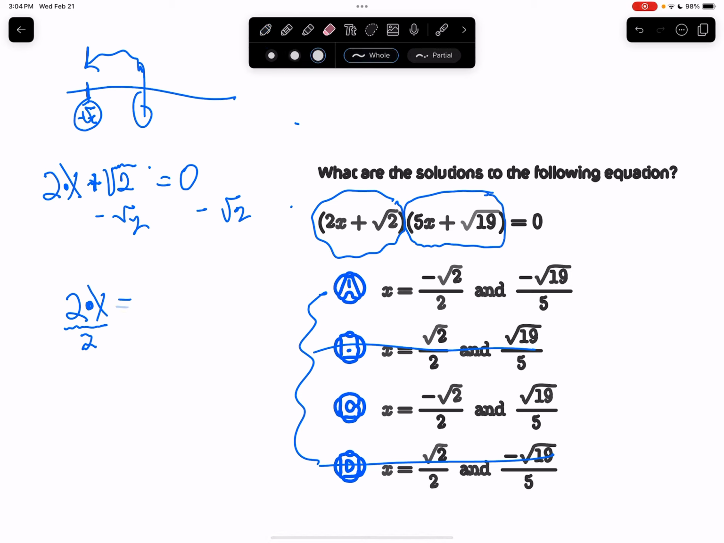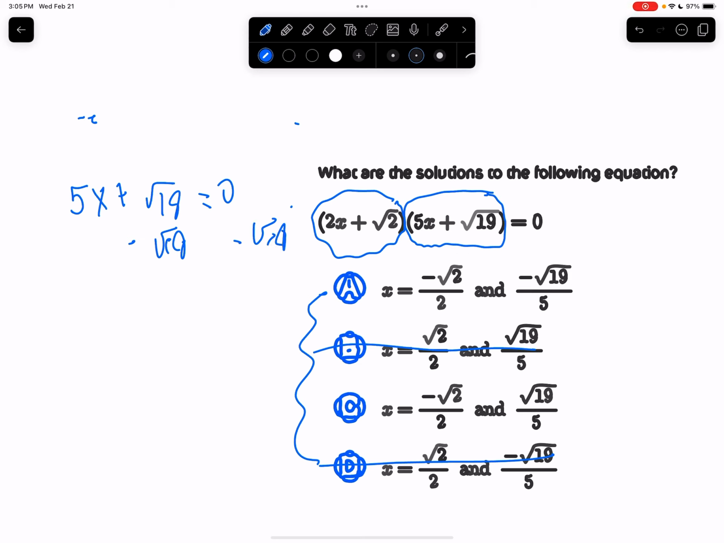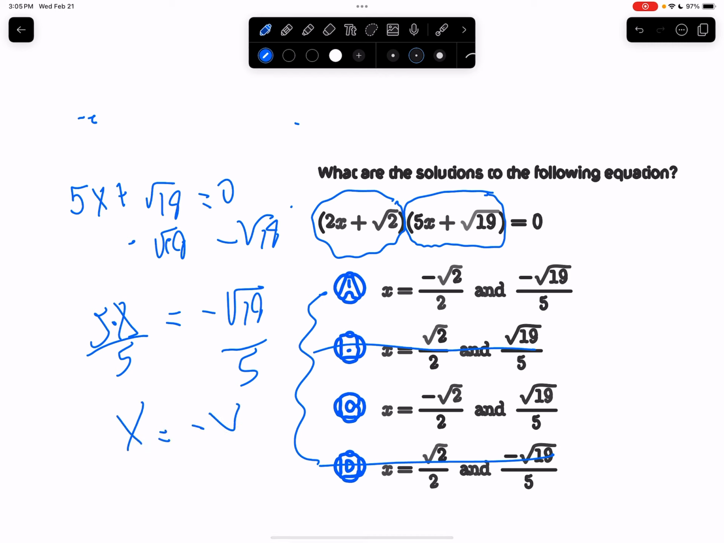So as I look at this little mess here, and I copy down 5x plus square root of 19 equals 0. So I'll subtract the square root of 19, subtract the square root of 19. I've got 5x alone, and I've got negative square root of 19 now. Kind of a mess there, isn't it? Negative square root of 19. Okay, and divide by 5, get x alone, and that's your other answer. Negative square root of 19 over 5. Which one is that?